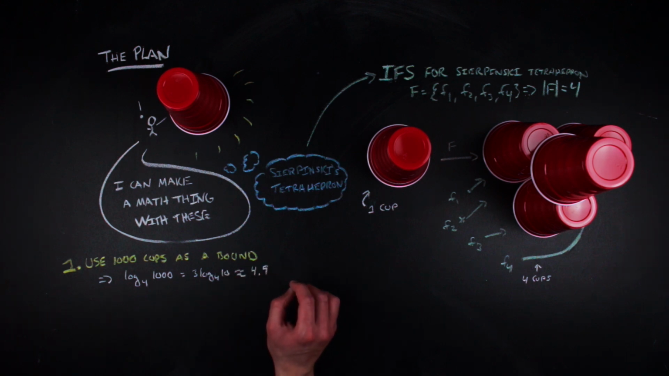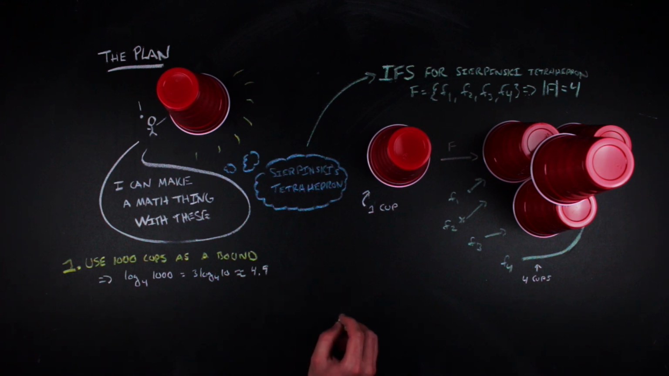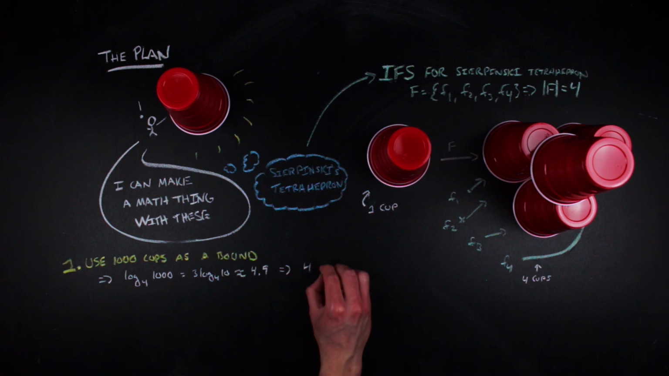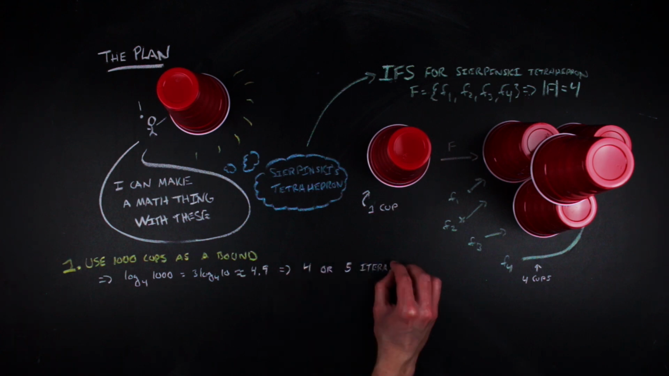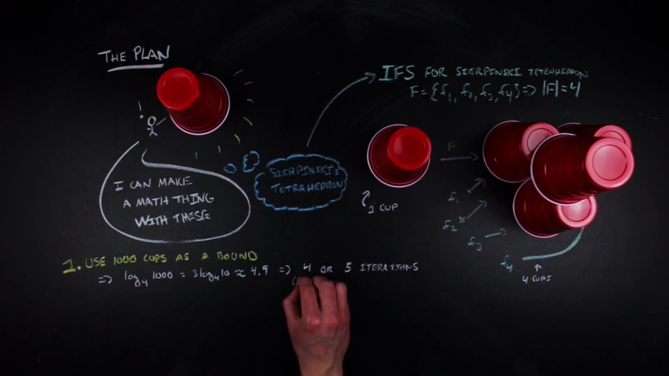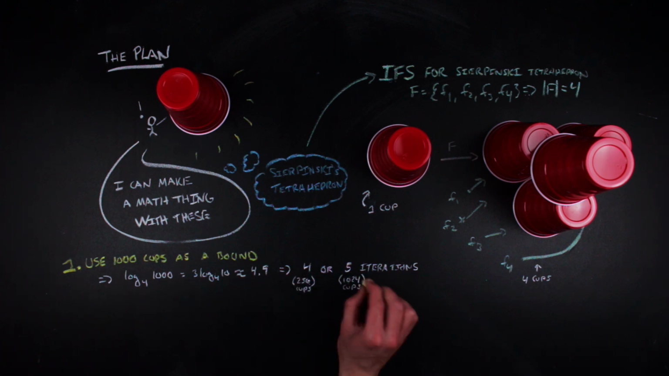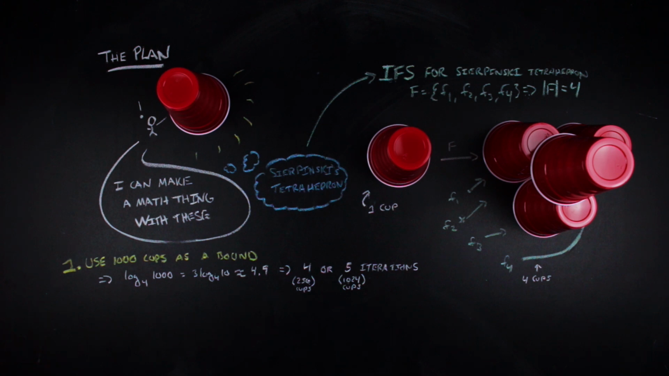So if we go ahead and figure out how close I can get, it's just basically figuring out what power of 4 is closest to 1,000, and that power of 4 is 5, because log base 4 of 1,000 is around 4.9. So if it was at least 1,000 cups, then I would be doing 5 iterations, and if it was at most 1,000 cups, then I would be doing 4 iterations.